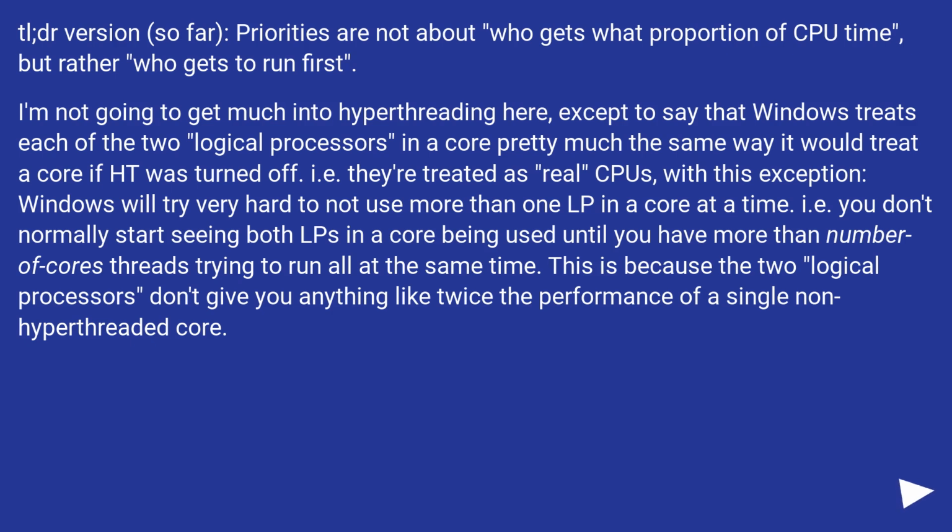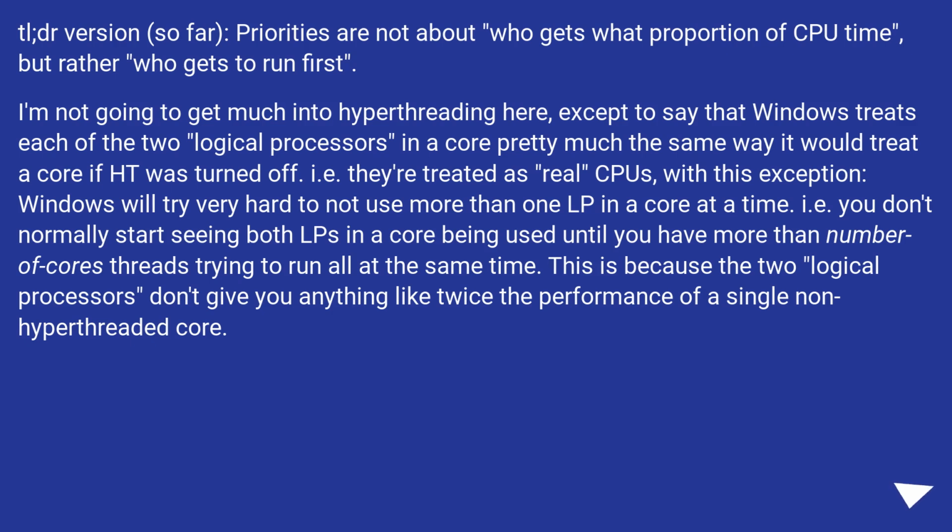TL;DR version so far: priorities are not about who gets what proportion of CPU time, but rather who gets to run first. I'm not going to get much into hyperthreading here, except to say that Windows treats each of the two logical processors in a core pretty much the same way it would treat a core if hyperthreading was turned off. I.e. they're treated as real cores. With this exception, Windows will try very hard to not use more than one LP in a core at a time.